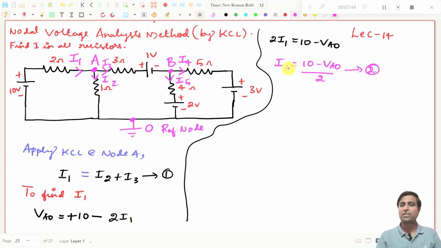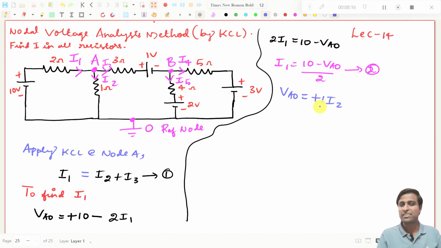Now we have found I1, and you need to find I2. If you want to find I2, again you travel from O to A and you will get VAO. You see I am traveling in this way. This current is coming opposite to me, so I have to put plus, obviously. The voltage here is 1 into I2. That's all. I have reached point A, right?